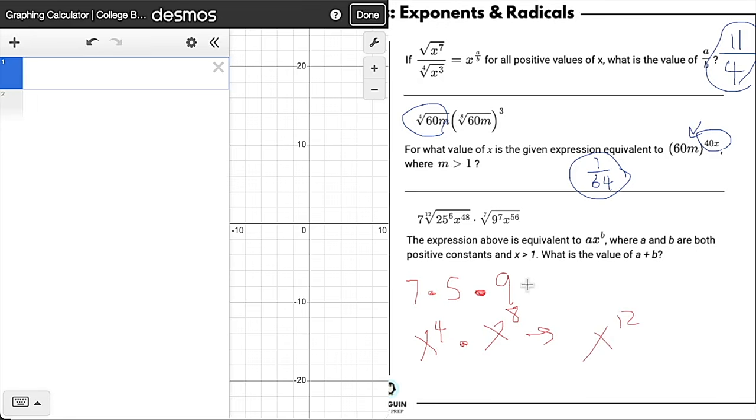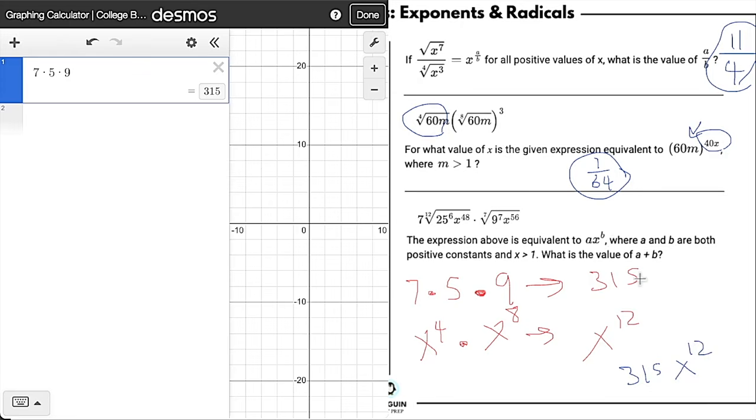And then here, 7 times 5 times 9. We can throw that into Desmos real quick if we don't know. And that's going to be 315. So when we put those together, we end up with 315x to the 12th, meaning that A is 315, B is 12. 315 plus 12 is going to be 327. So our answer is 327 for that one.